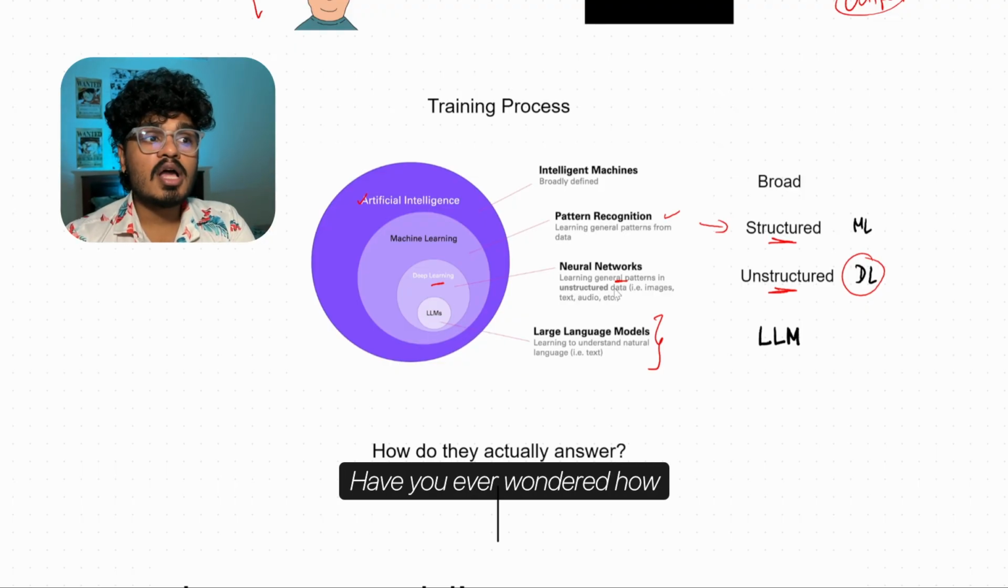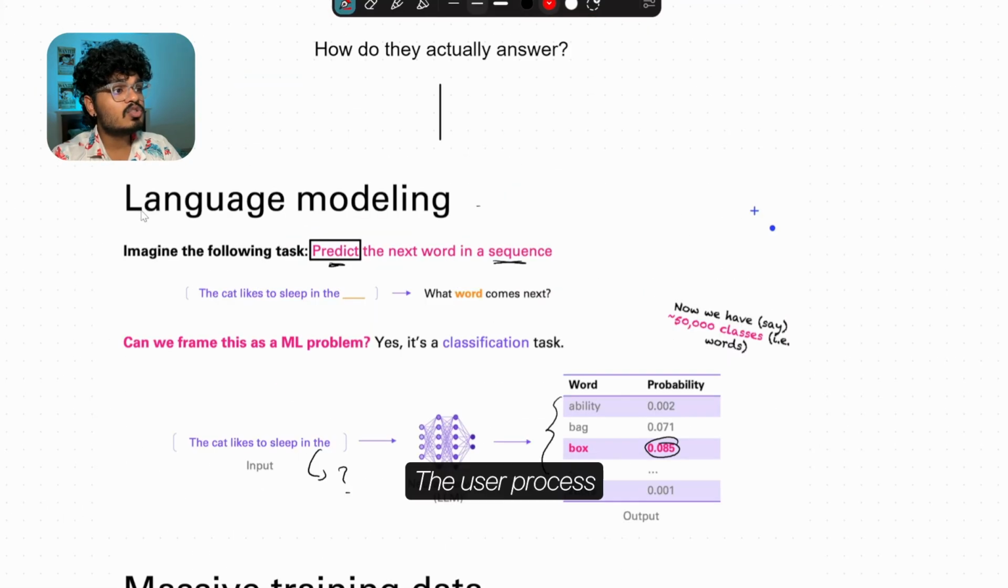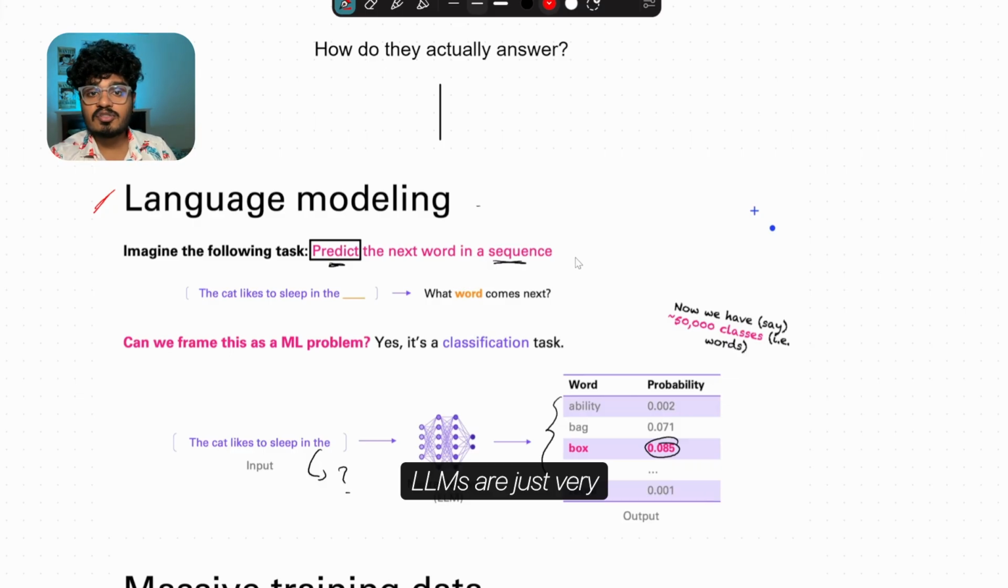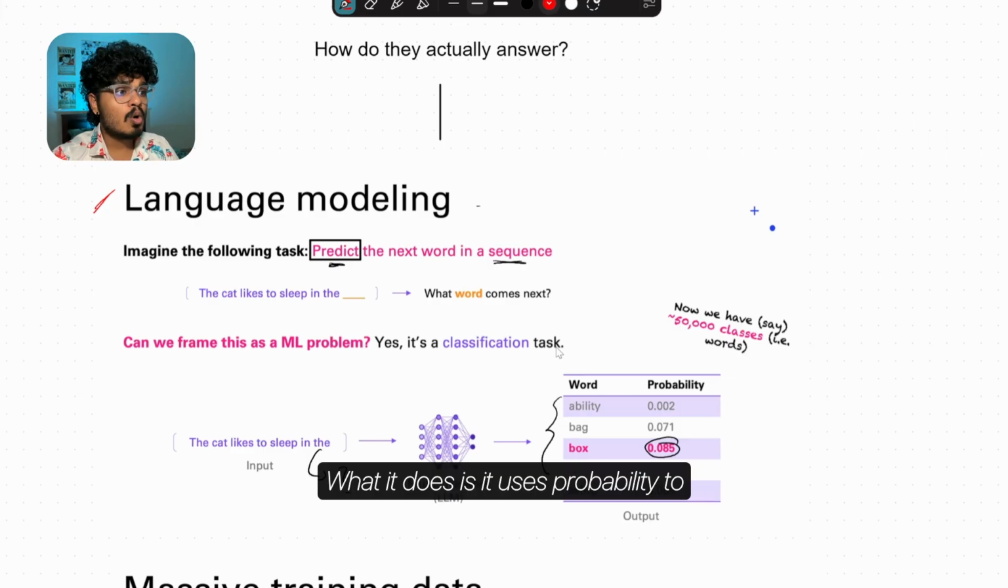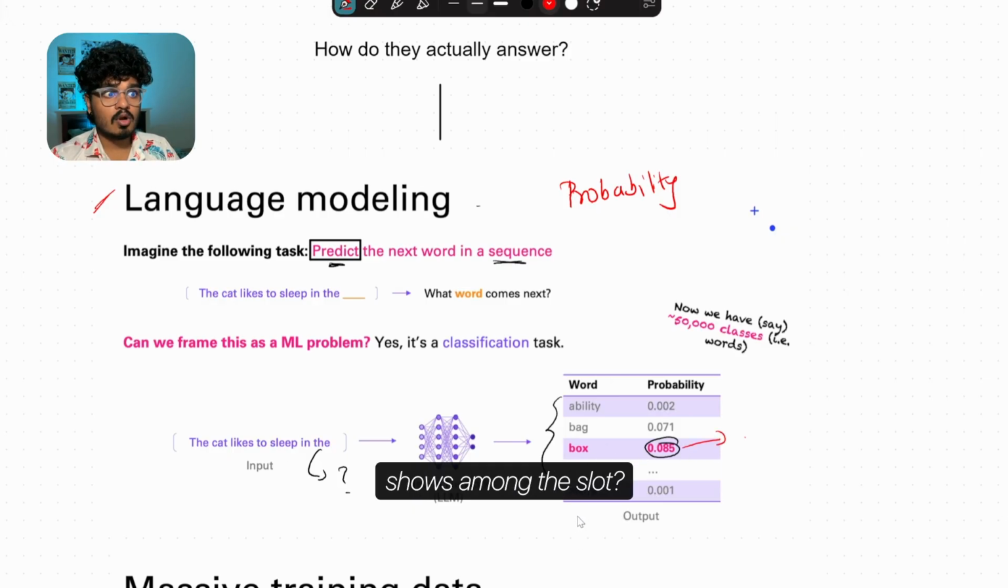Have you ever wondered how these LLMs actually answer? Like how would they come up with an answer? They use a process called language modeling. They predict the next word in the sequence. The way LLMs come up with answers is very different from the human brain. LLMs are just very superior in mathematics. What it does is it uses probability to find the next word in the sentence. As you can see in the sentence, after this word, what word should come? Which word has the highest probability? It's chosen among this lot. It predicts what's the next best choice from its training data.